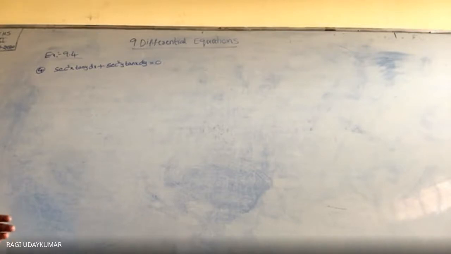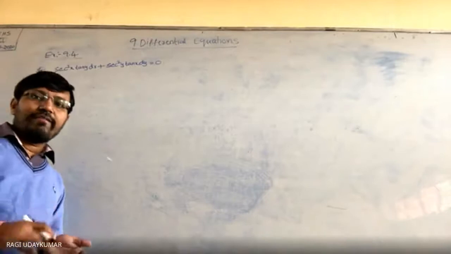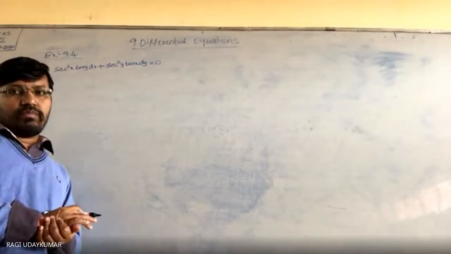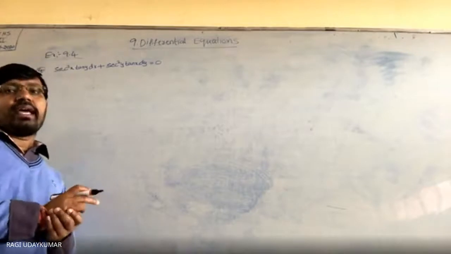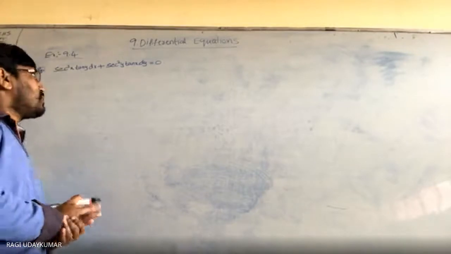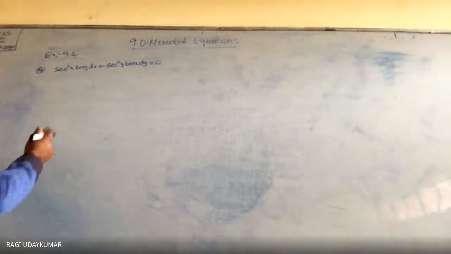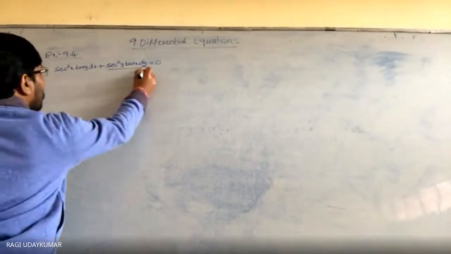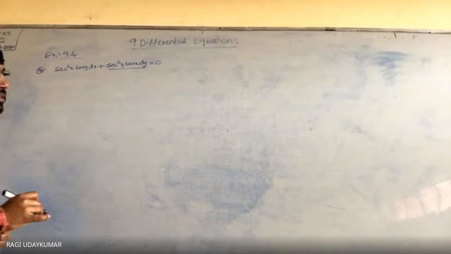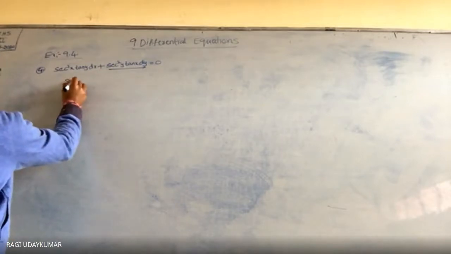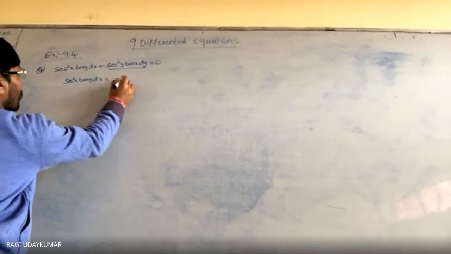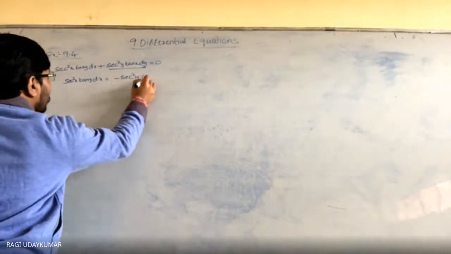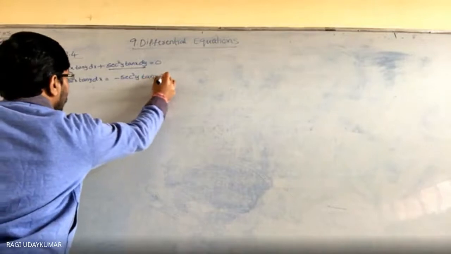We need to make all the x terms together, y terms together. First thing, all the x terms and dx to be in the numerator and dy to be in the numerator. So it has to stay in the numerator. So how is it possible? Let us take this completely to the right side. So secant square x tan y dx is equals to minus secant square y tan x dy.